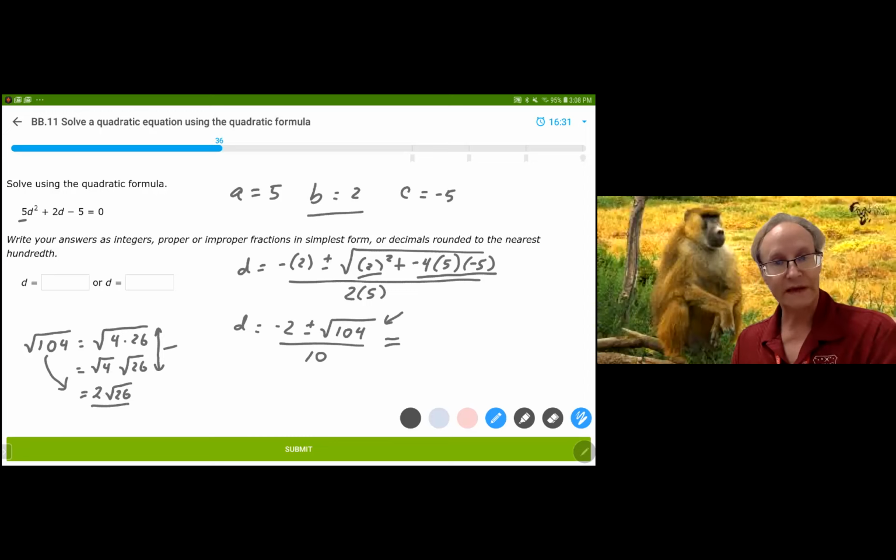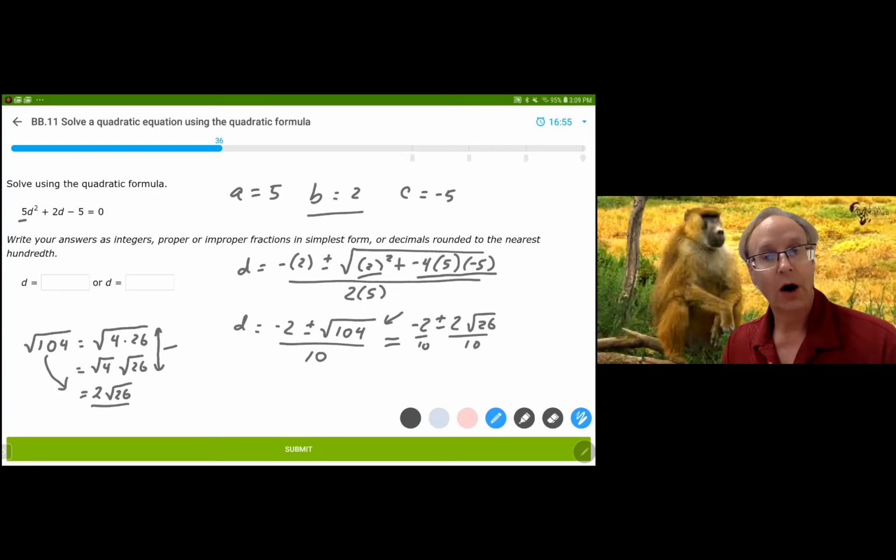Now, if I'm doing the calculator thing anyway, it doesn't matter. So if you're going to do the calculator and just get an estimate, then it doesn't make any difference. But if you need an exact answer, and you sometimes will, you're going to have to do this. Now notice that I've got 2's in both of these. So I have to put this over 10 and this one over 10 so that I can reduce it. Or I can reduce both of them.